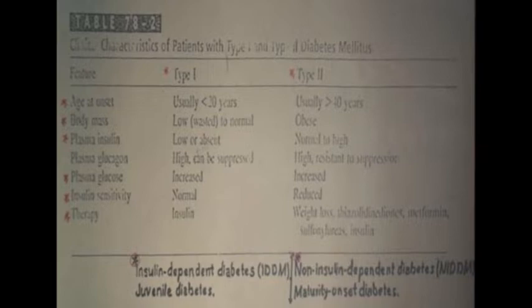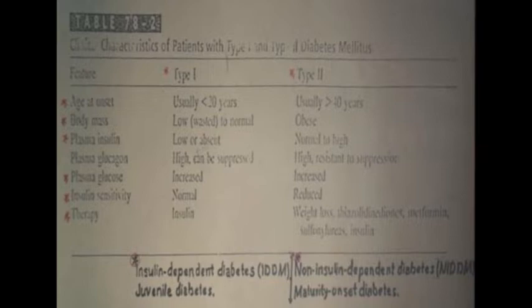Type 1 diabetes, which is called insulin-dependent diabetes or juvenile diabetes. And type 2, which is called non-insulin-dependent diabetes or maturity onset diabetes. Now we'll compare these two types of diabetes.